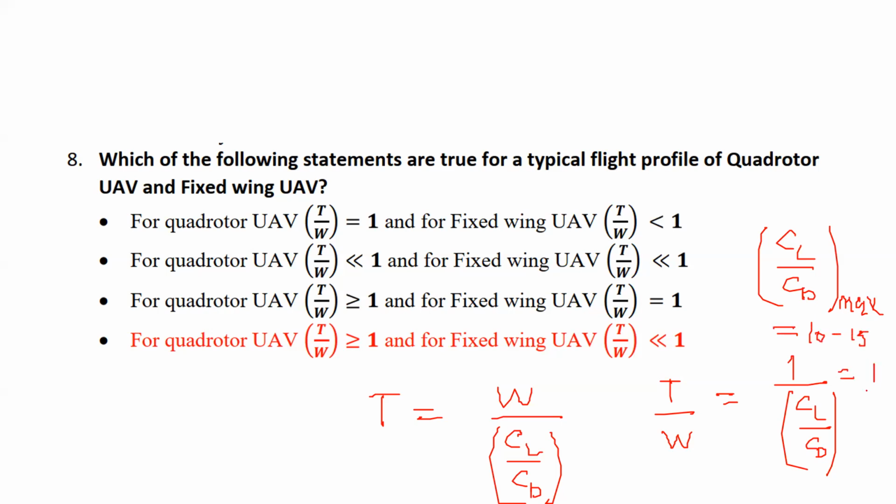So if I put, let's say 10, it's 0.1. So you are only using 10% of the weight as thrust. So from here you can confirm the exact answer that yes, it's valid. And for quadrotor, I don't know who spoke, but they answered correctly.